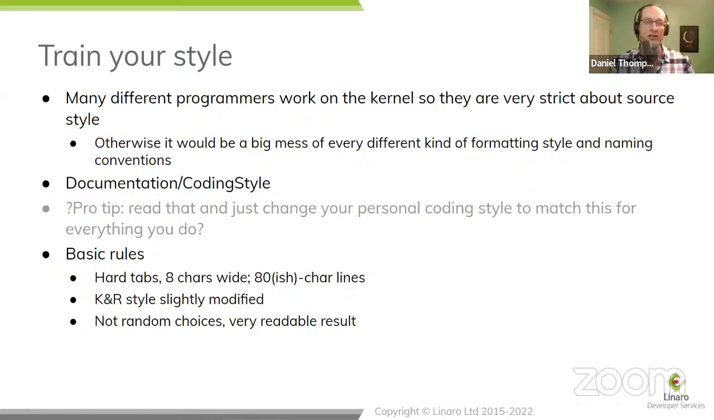So firstly, train your style. There are lots and lots of different programmers working on the kernel. Many have strong feelings about source code formatting, and ultimately the kernel would become more pragmatic with different kinds of formatting. So firstly, there's a document called coding style. This is probably a documentation process, codingstyle.rst. There was a rename of some of the documentation a while back. You should read the coding style document, you should understand it, you should listen to it, you should act on what it says.